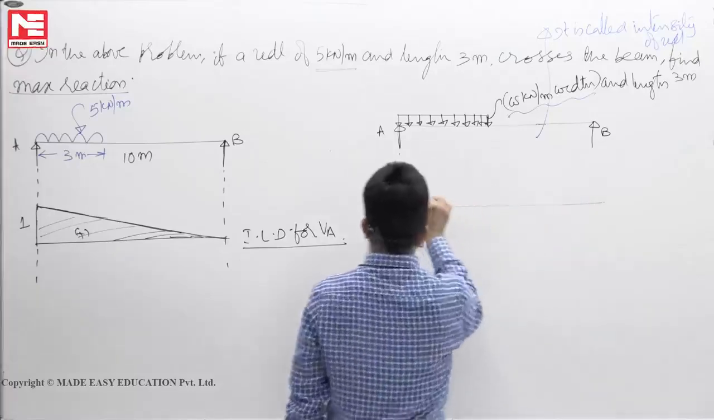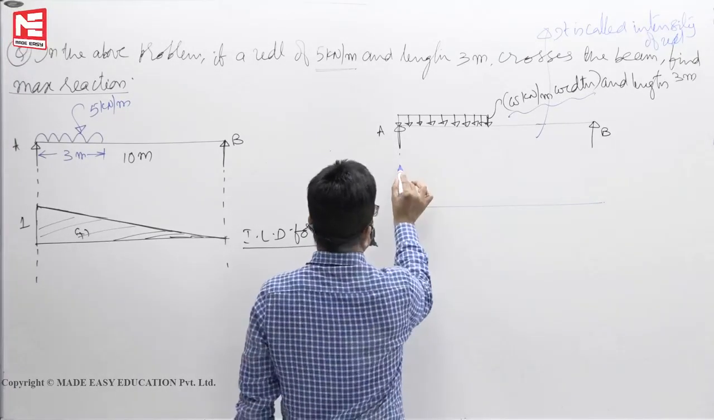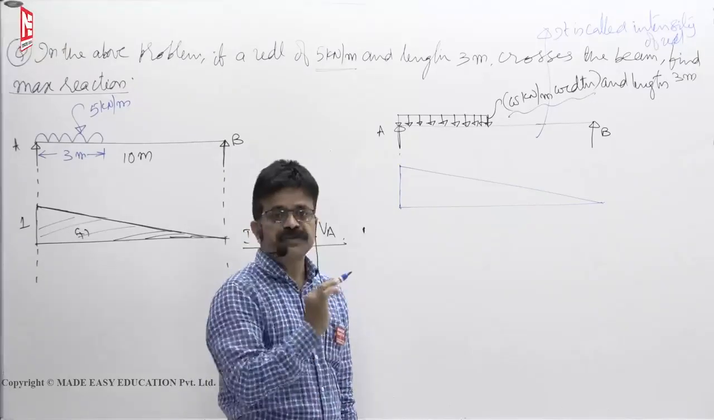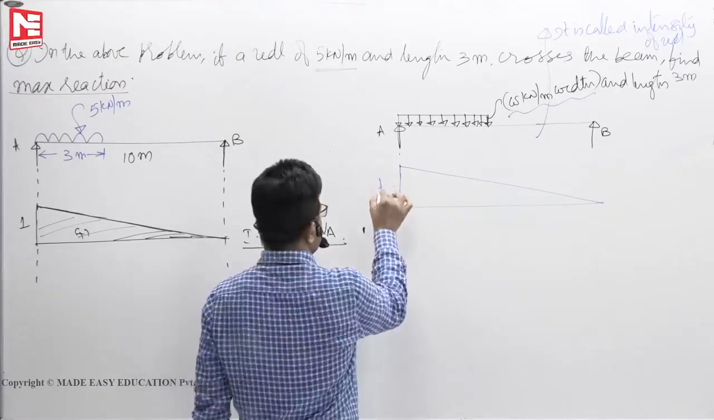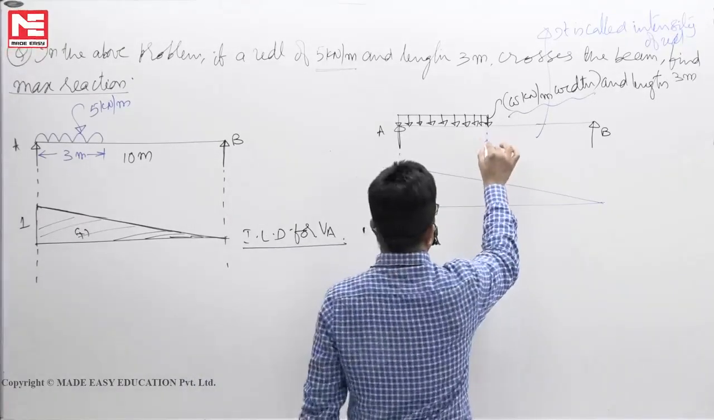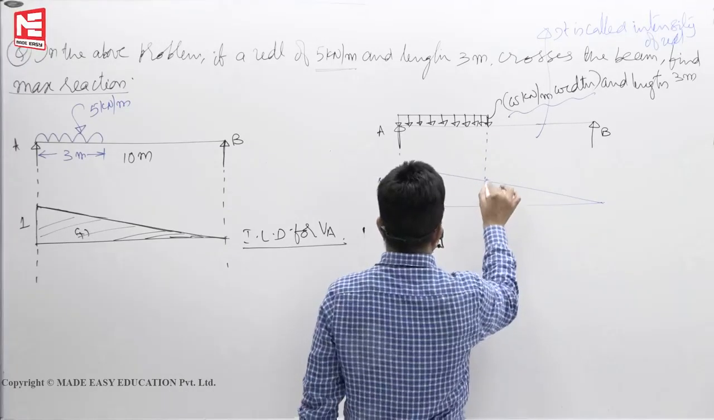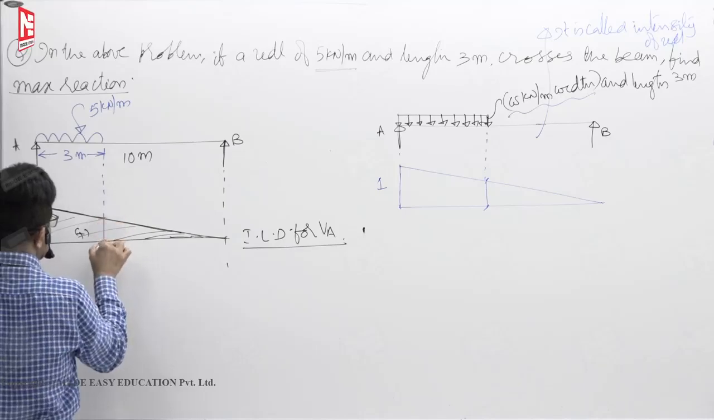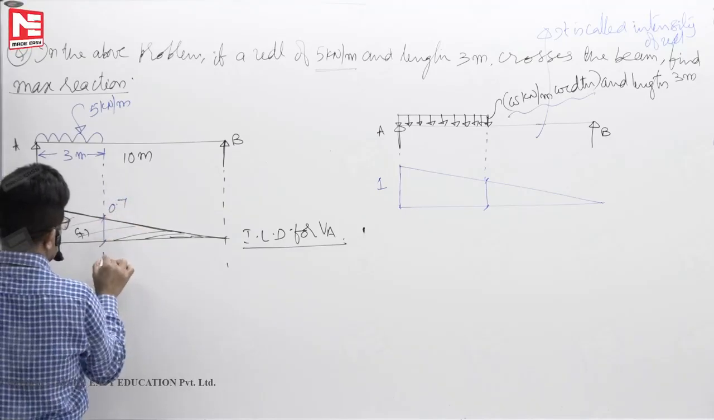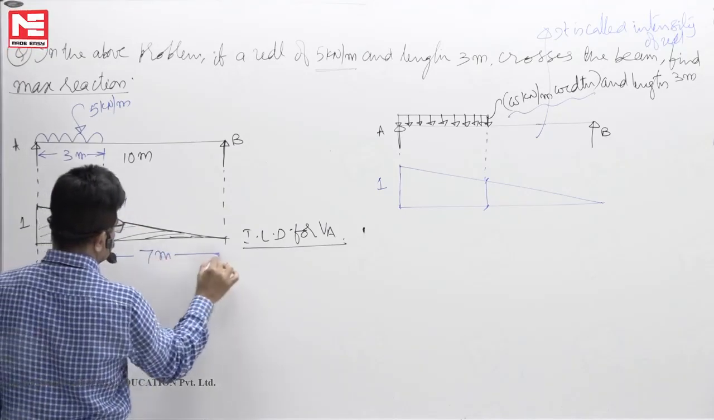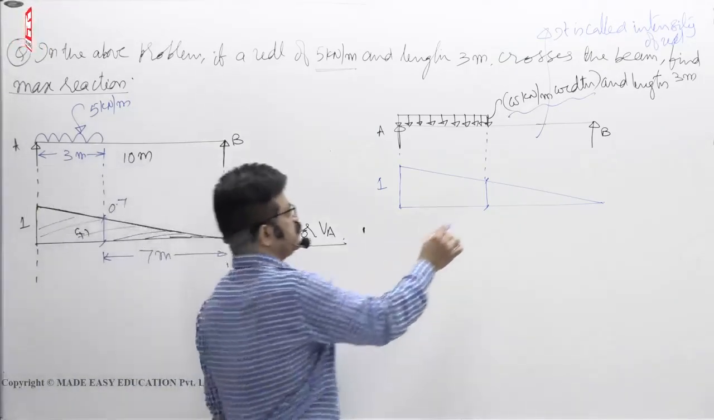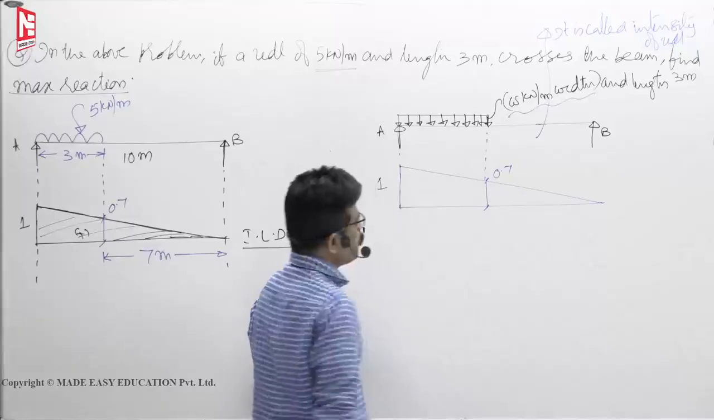Then this is the displacement diagram, the virtual displacement diagram. It is 1 here. Say if this is 1, here it is 0.7 because this length is 7 meters. For 10 meters, 1; for 7 meters, 0.7. So let us say this value is 0.7.